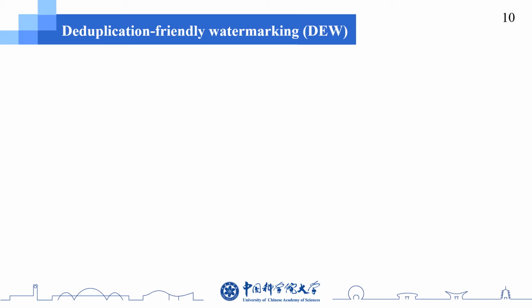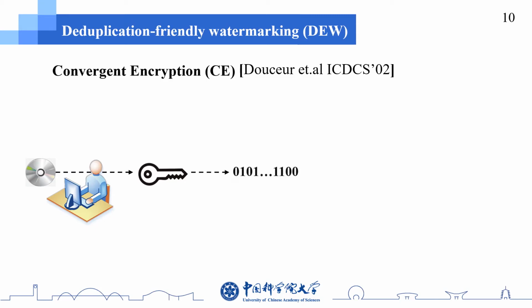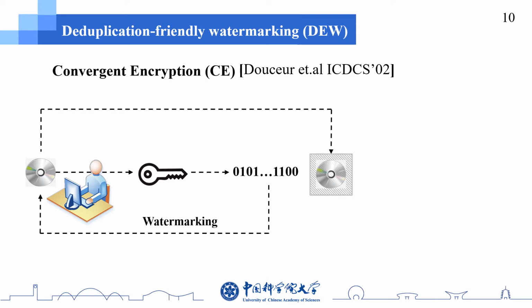Okay, I'm ready to present our solution now. Considering practicality, we don't rely on any trusted third party or interaction among data owners beforehand. So we adopt convergent encryption, or CE for short, in designing the watermarking. By performing CE, different data owners who possess identical files can obtain the same secret, which can be used to generate the watermark. But CE alone is vulnerable to the brute force attack.